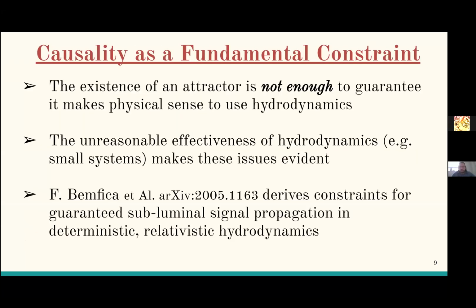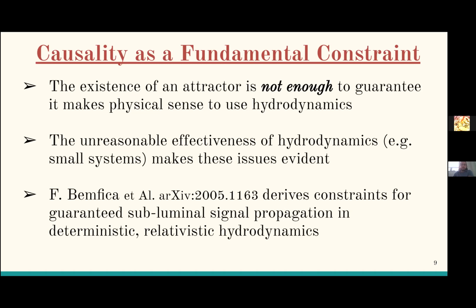So in order to answer that question, you need a fundamental constraint from theory. And one way to go about doing that, since Knudsen number and Reynolds number aren't necessarily doing that for us anymore, is to talk about causality. And the fact is that the existence of an attractor is not enough to guarantee that it makes physical sense to use hydrodynamics. Once we start wondering about this unreasonable effectiveness of hydrodynamics in small systems, for instance, but also for any heavy ion collision that's initialized far from equilibrium, these issues become evident and we have to face them.